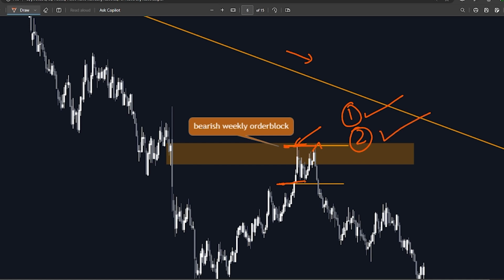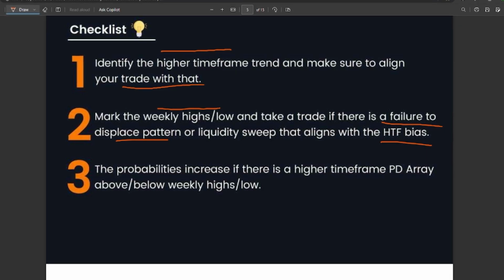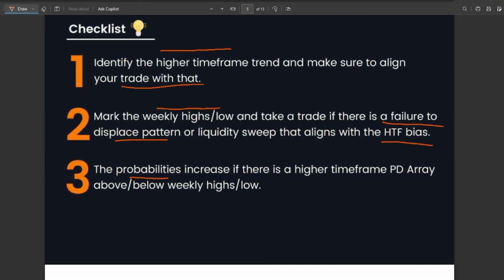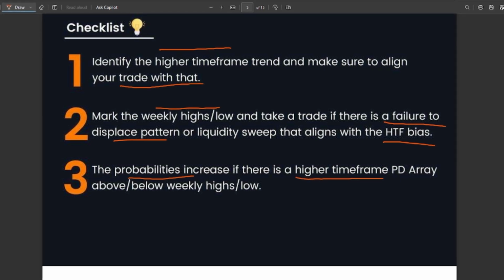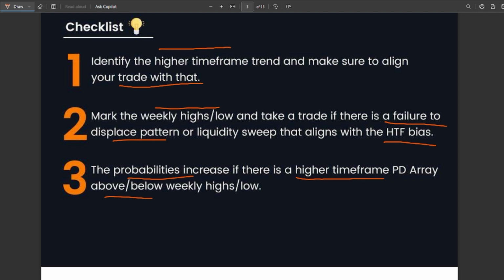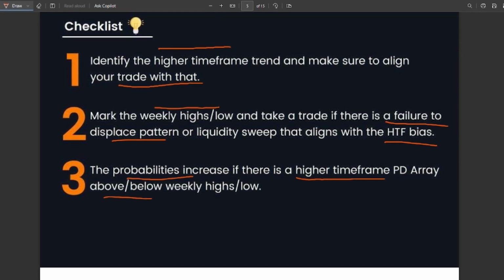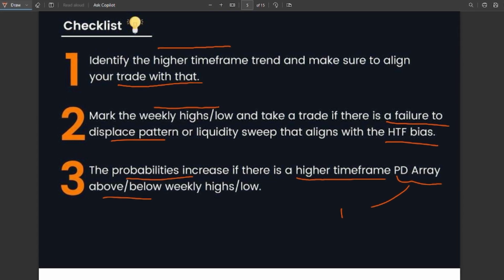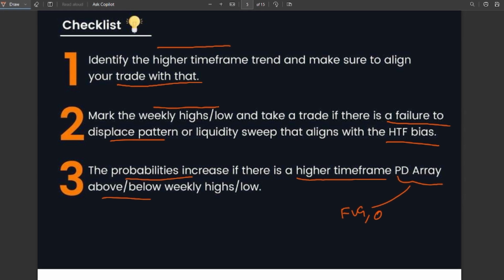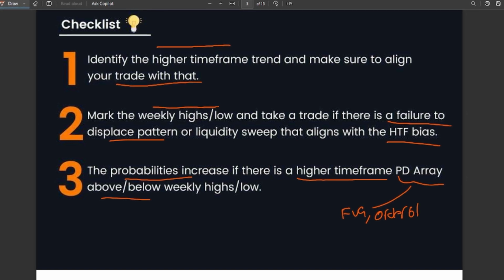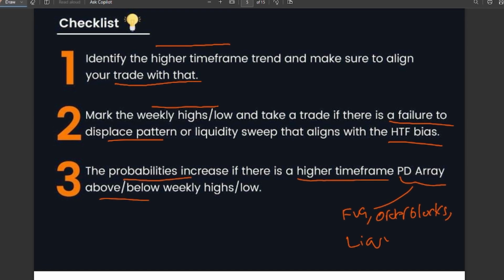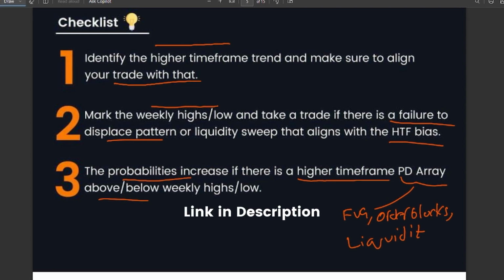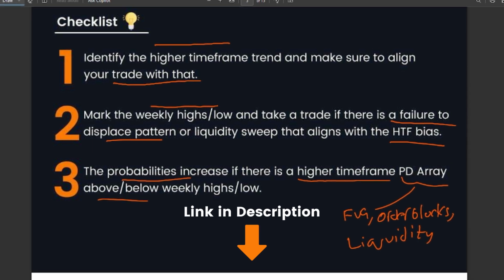Now let's move on to our third point. The third point is that the probabilities of the trade increase if there is a higher time frame PD array above or below the weekly highs or lows. So basically PD arrays are of three types: FVGs, order blocks and liquidity. If you want to know more information on this, I have previously created 3 separate videos on each of these topics, which you can view after this video.